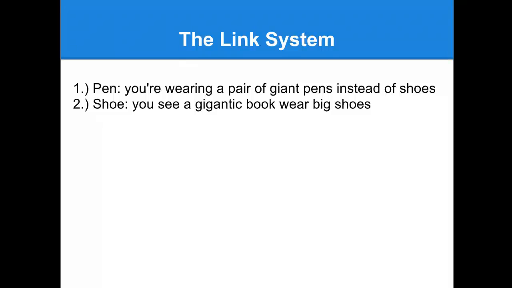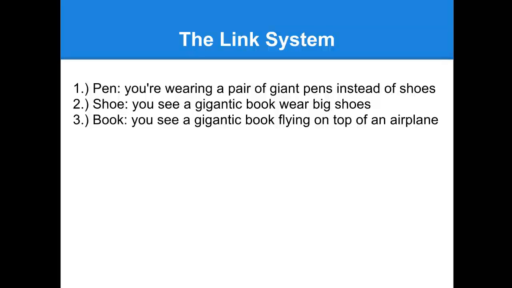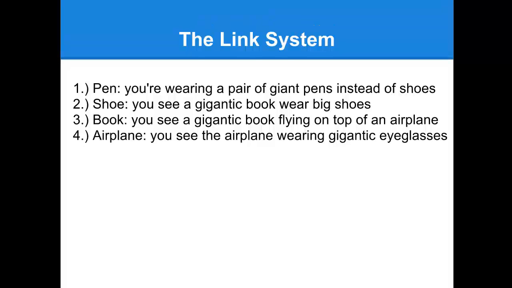Now that we have book, we know book is number 3, and what did the book remind you of? The book, you see a gigantic book flying on top of an airplane, right? And now we have airplane, so that was number 4. And now we're linking airplane to what? What was going on with the airplane? Oh yeah, the airplane was wearing gigantic glasses. And now we're thinking of eyeglasses. We know that's number 5.